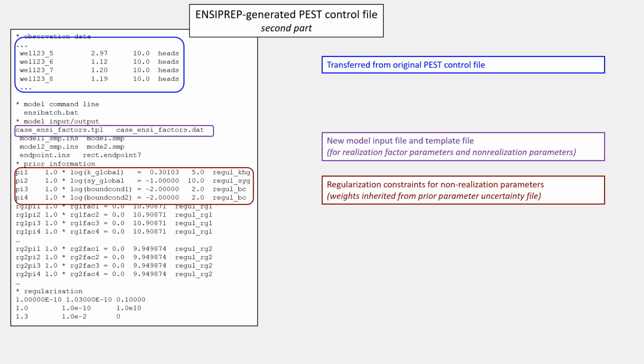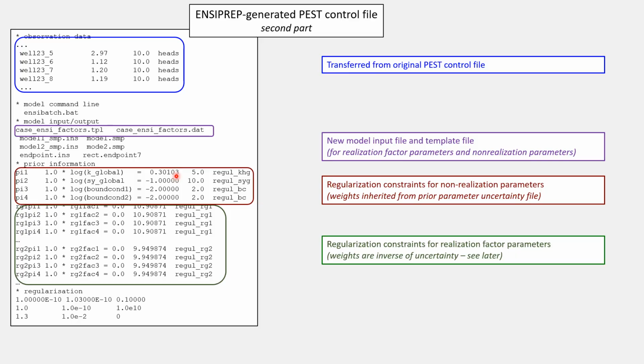And then we have a prior information section. We're doing Tikhonov regularization, and regularization constraints are expressed through these prior information equations. We're saying that each parameter should deviate to the smallest extent required to fit the data from its preferred value, and in each case that preferred value is its initial value. For global non-realization parameters, the initial values, the preferred values, were inherited from the original pest control file. For realization factor parameters, the initial values, the preferred values, are 0.